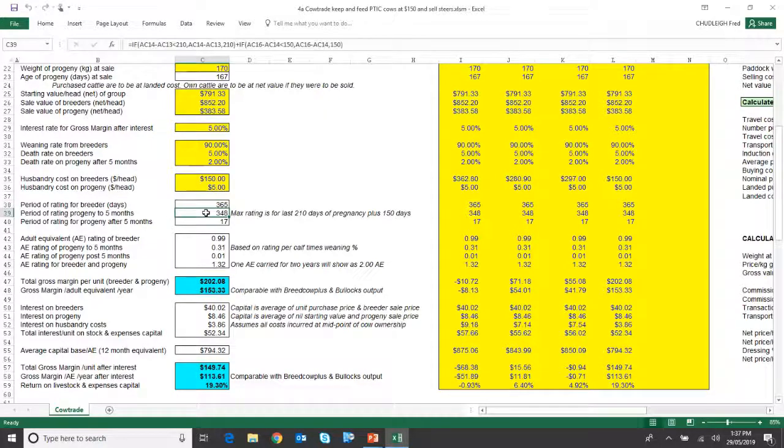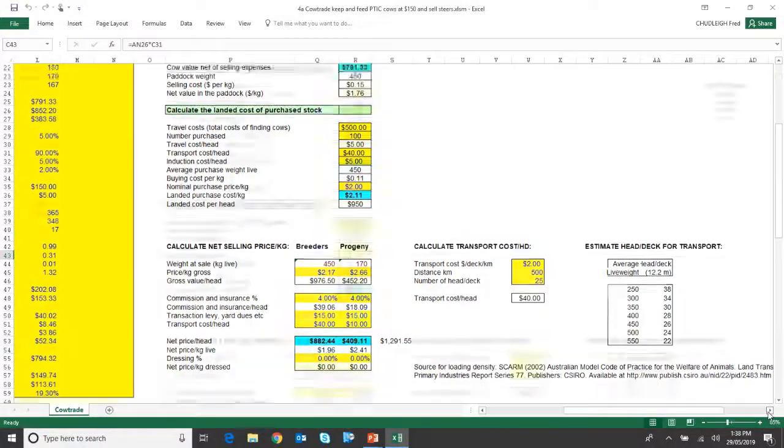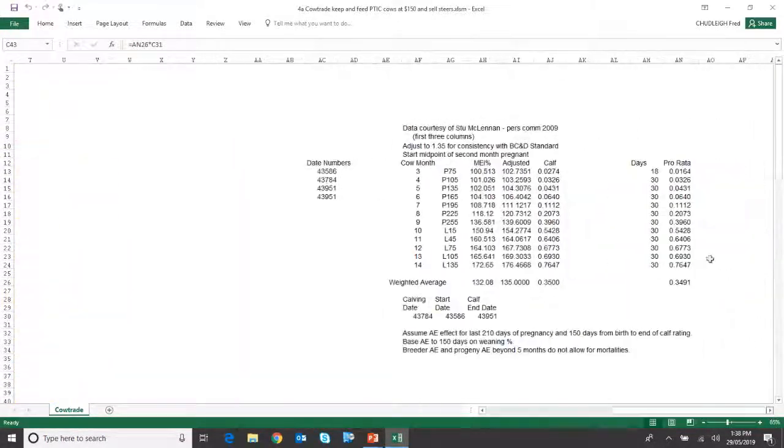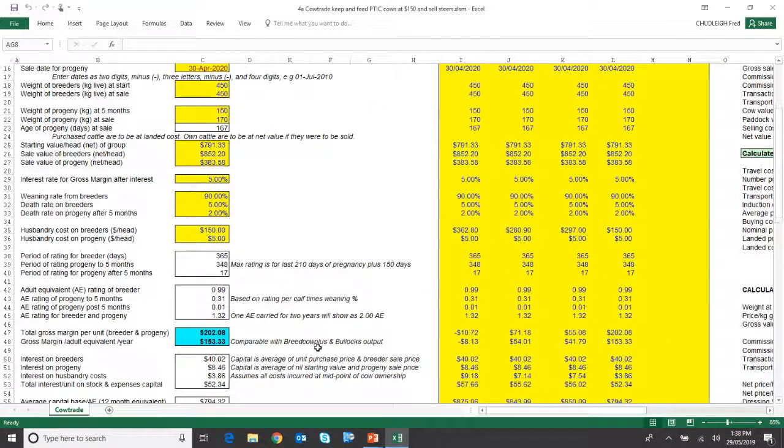Now the progeny to 5 months is there, and then post 5 months we rate them for grazing pressure. So the adult equivalent rating per breeder, the progeny to 5 months, which is based on a value put in the spreadsheet over here, was based on some research done by Stu McLennan some years ago about the metabolizable energy and the rating of the calf and how many days and what size it was. So there's a fair bit of thought gone into rating the grazing pressure applied by the calf.